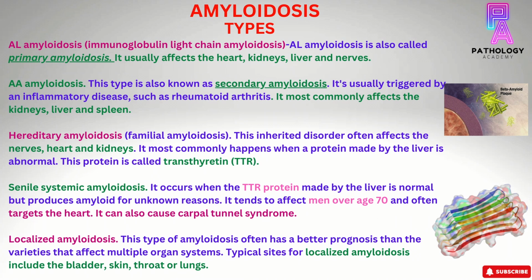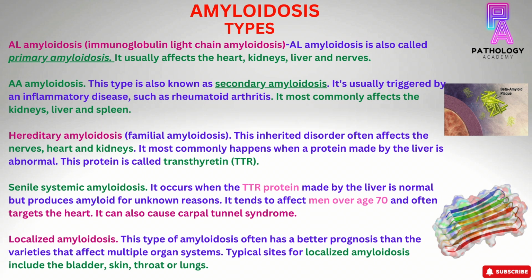Types of amyloidosis. There are various types of amyloidosis. Here I have enumerated some of them, which are AL type of amyloidosis, also known as primary amyloidosis, which usually affects heart, kidney, liver, and nerves. AA type of amyloidosis, commonly known as secondary amyloidosis, is usually triggered by an inflammatory disease like rheumatoid arthritis. It most commonly affects the kidney, liver, and spleen.